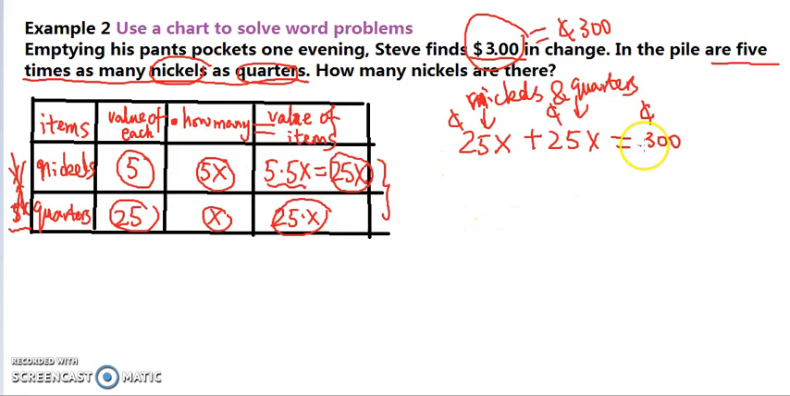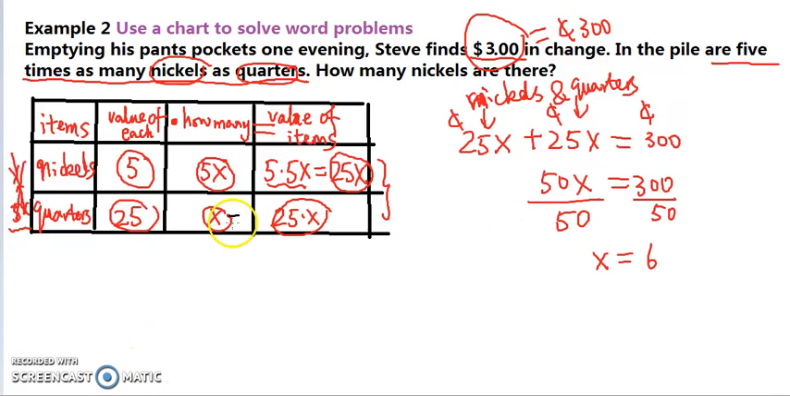We can combine like terms: 25 plus 25 is 50, so 50x equals 300. Now we divide both sides by 50 and we get 6. Now we're going to put the 6 back for x. If x is 6, then 5x, which means 5 times 6, is 30. So that tells us we have 30 nickels and 6 quarters.